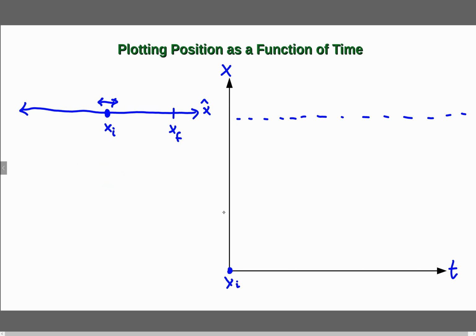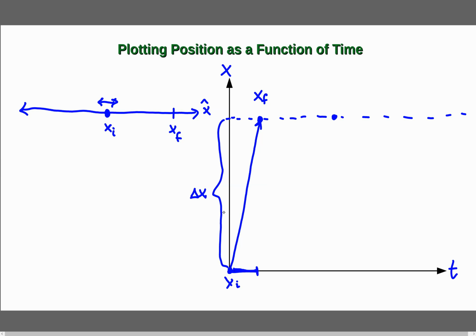Now let's consider moving in just a little bit of time. So we still have the same x final, but now we've covered it in this much time. So now we do have a velocity here. We have some distance, xi to xf, this distance right here, over this distance in time.